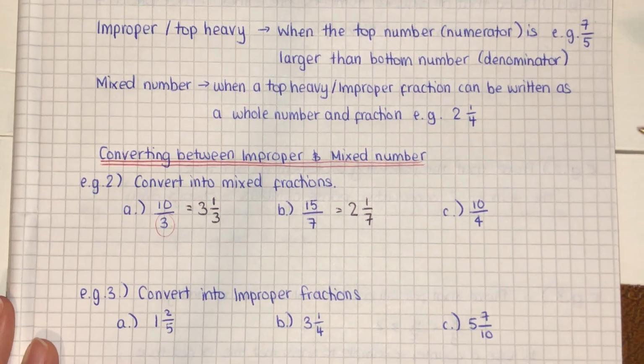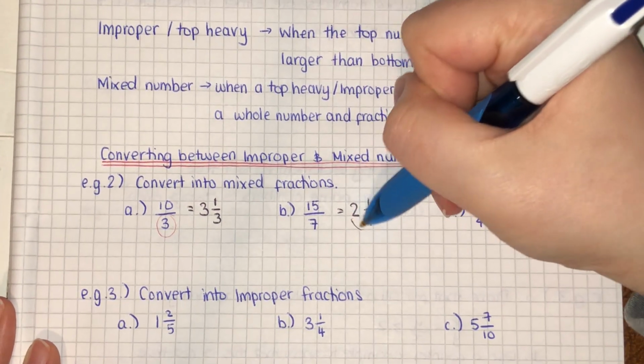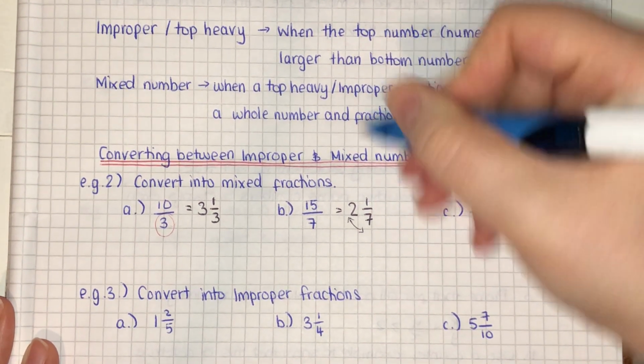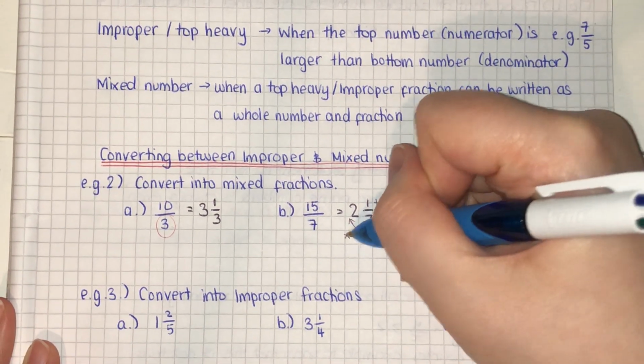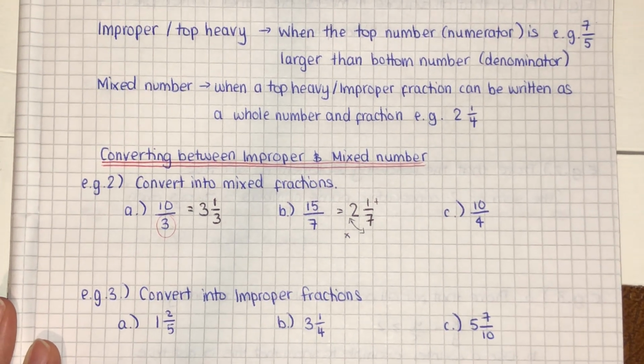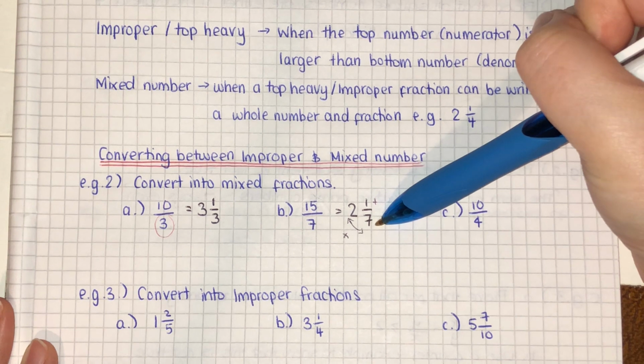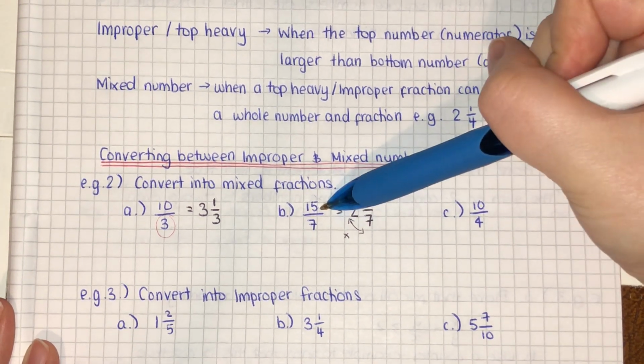Now a way of checking is if you multiply the whole number at the front and the denominator, and then add the number that's on the top, the numerator, you should get this number here. So 2 times 7 is 14, 14 add 1 gives you 15.